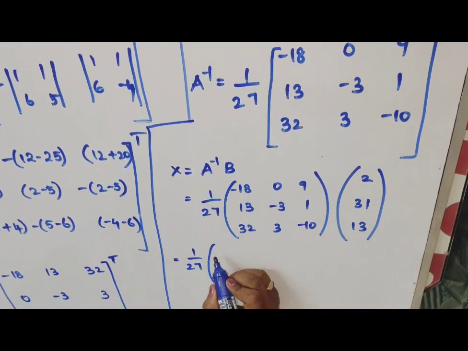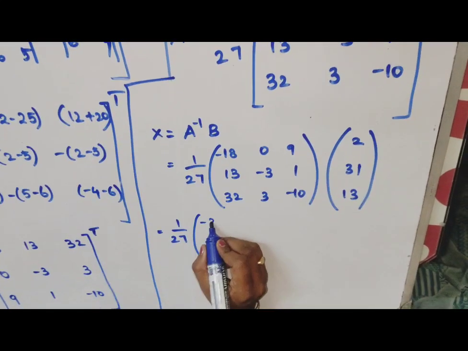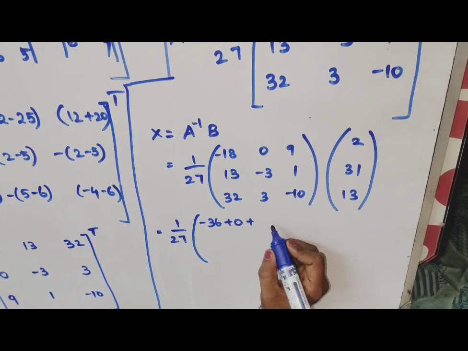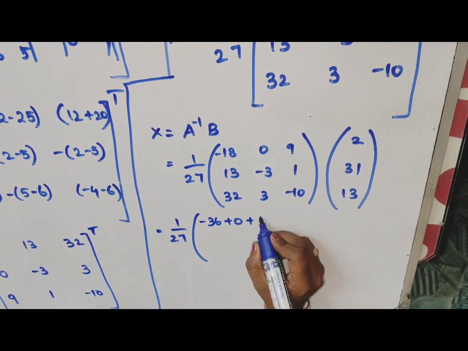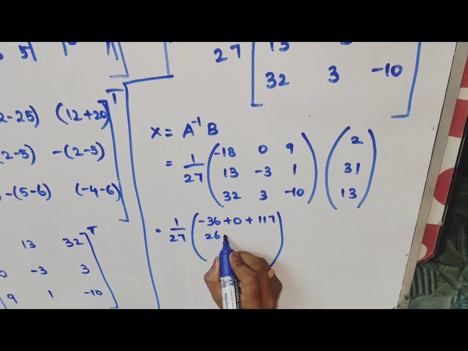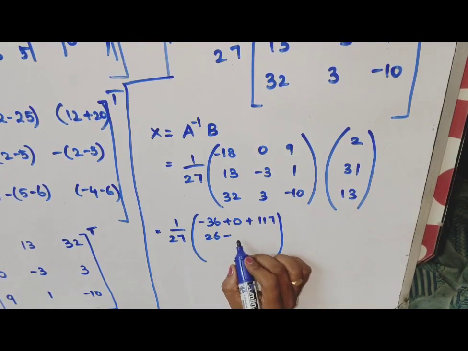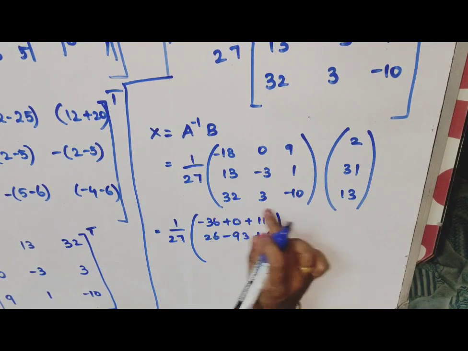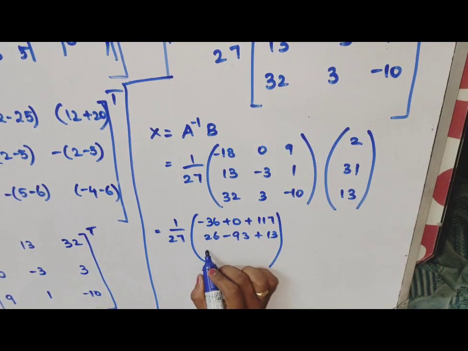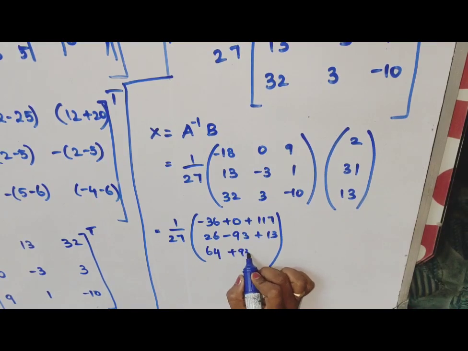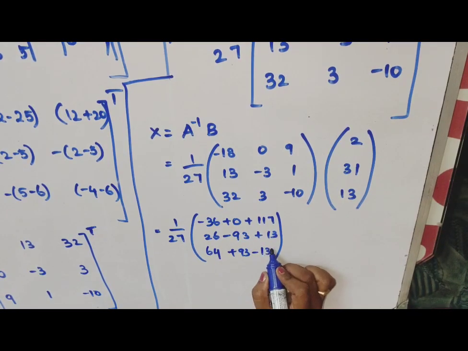First row into this column. Minus 18 into 2 will become minus 36. 0 into anything is 0. 9 into 13 is 117. 13 into 2 is 26. 3 into 31 is minus 93, plus 13. Next this row into this column. 32 into 2 is 64. 31 into 3 is 93, minus 130.